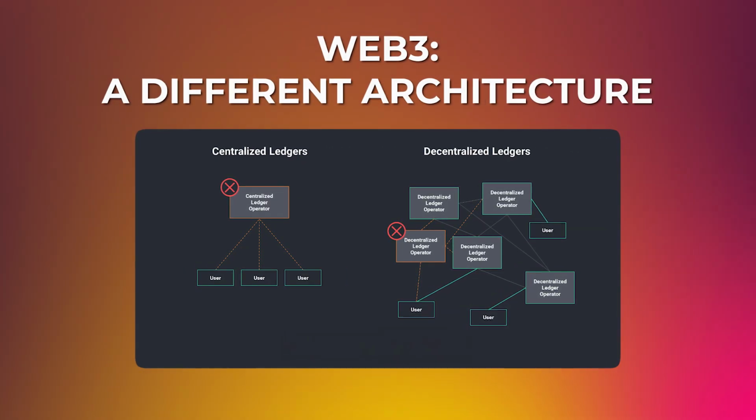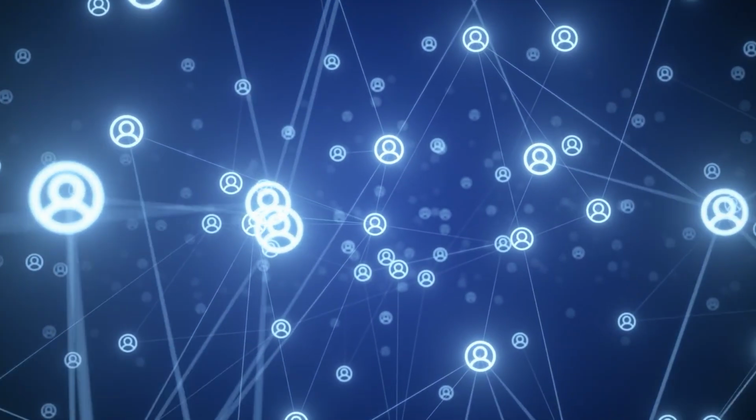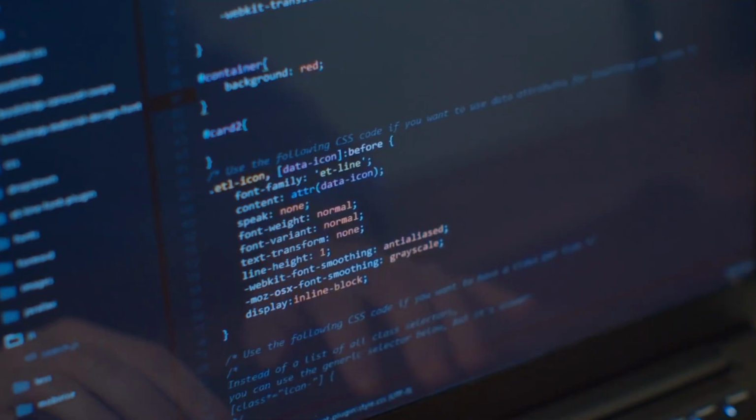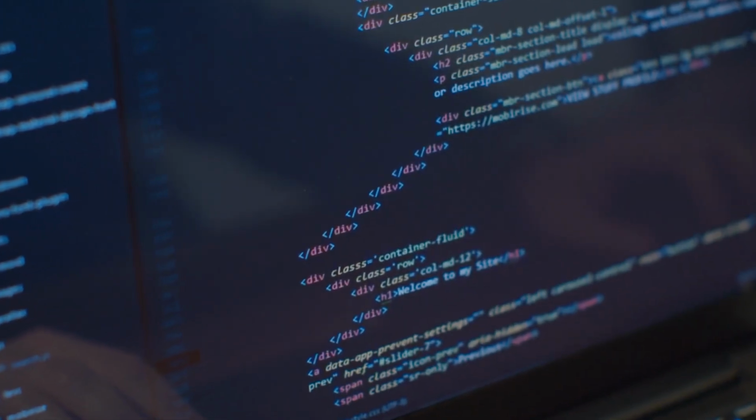Web3 is a different architecture for the internet, built on different assumptions about who owns data, who controls identity, and who captures the value that users generate. Understanding the difference isn't about picking a side. It's about understanding a structural shift that's already underway.